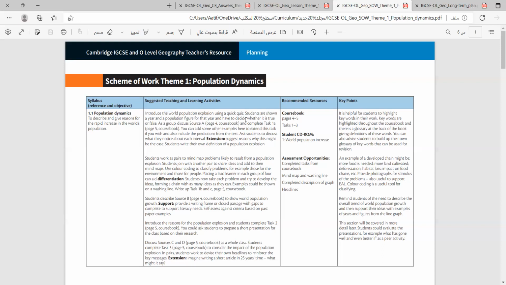However, due to the reduction in death rates in many countries during the 20th century, the population rose. Why? Because fewer people were dying and more people were being born. This is one factor of why the population is increasing.